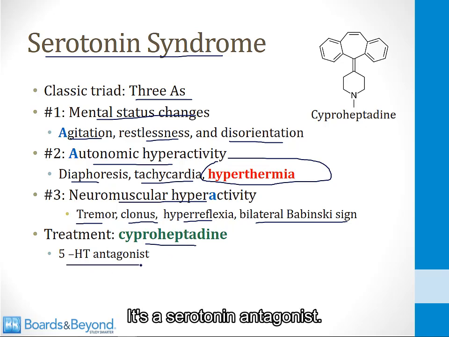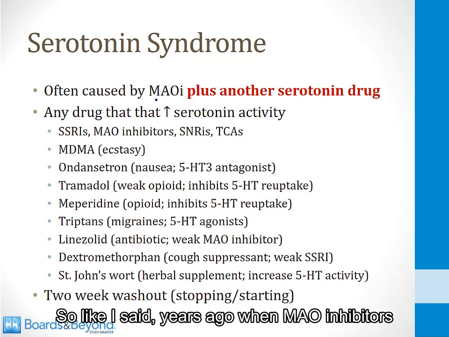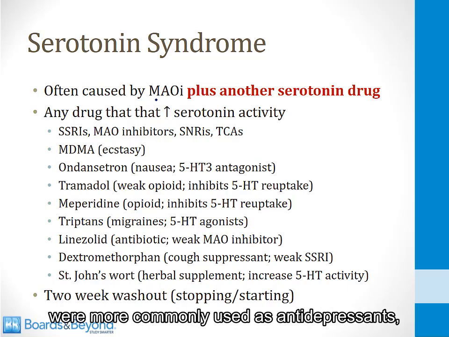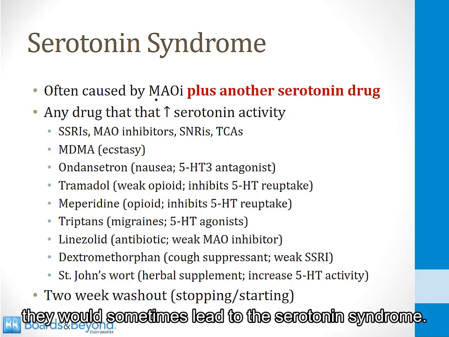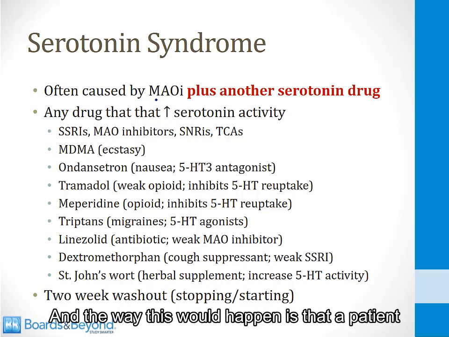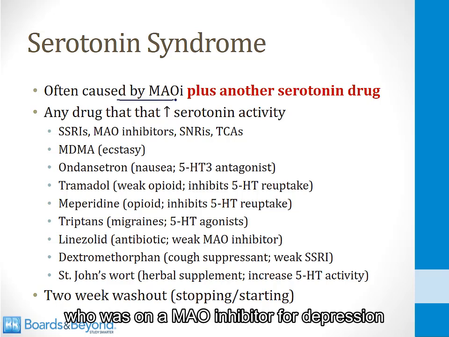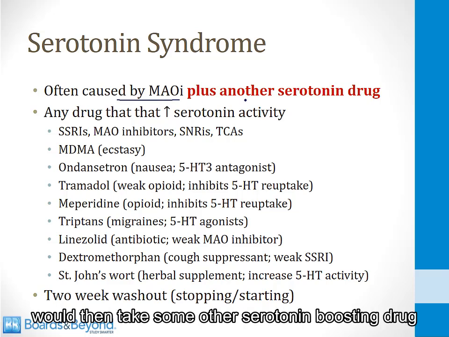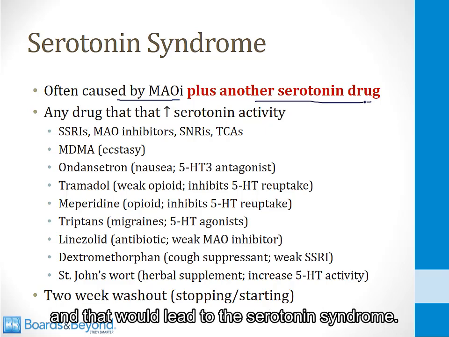It's a serotonin antagonist. So like I said, years ago, when MAO inhibitors were more commonly used as antidepressants, they would sometimes lead to the serotonin syndrome. And the way this would happen is that a patient who is on a MAO inhibitor for depression would then take some other serotonin-boosting drug, and that would lead to the serotonin syndrome.